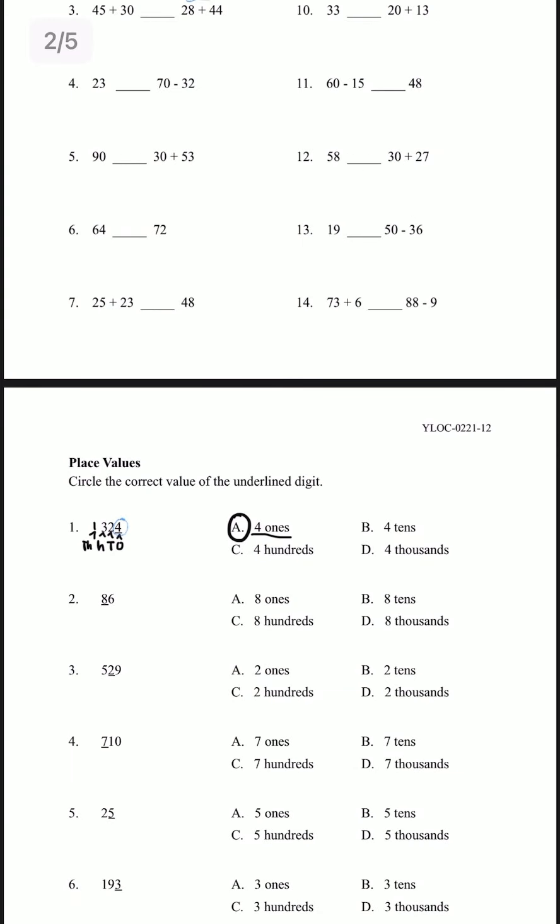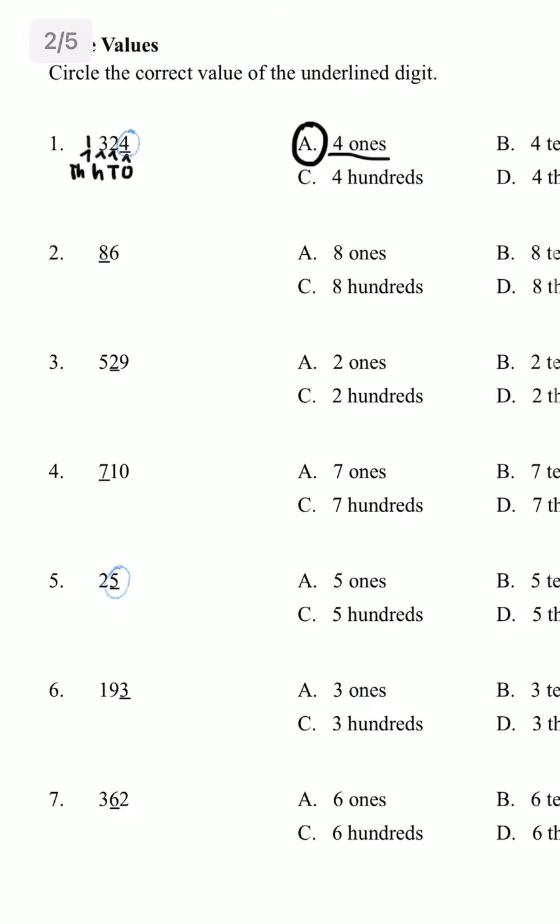Let's look at number 5. We have 25, and the 5 is underlined, and it's in the ones place. So we need to circle A again, which is 5 ones. Let's look at number 7. 6 is underlined, and it's in the tens place. So we need to circle B, which is 6 tens.